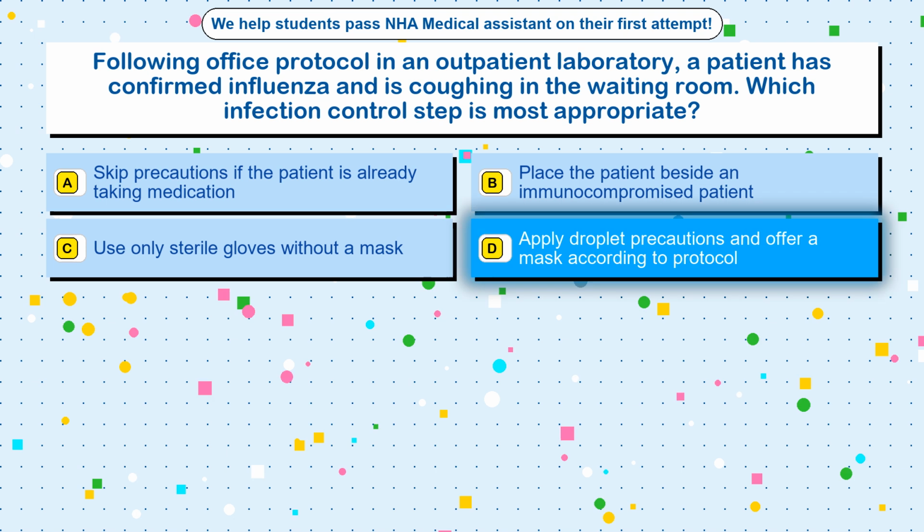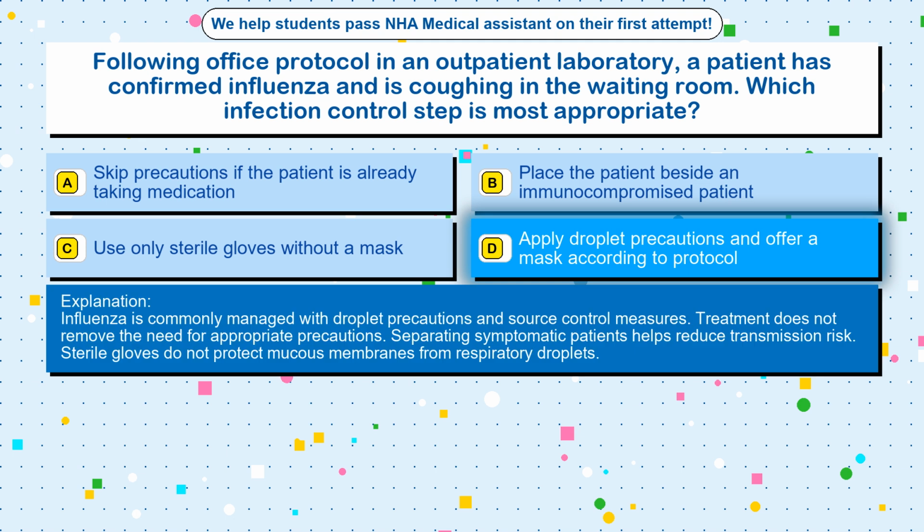The correct answer is option D. Apply droplet precautions and offer a mask according to protocol. Influenza is commonly managed with droplet precautions and source control measures. Treatment does not remove the need for appropriate precautions. Separating symptomatic patients helps reduce transmission risk. Sterile gloves do not protect mucous membranes from respiratory droplets.